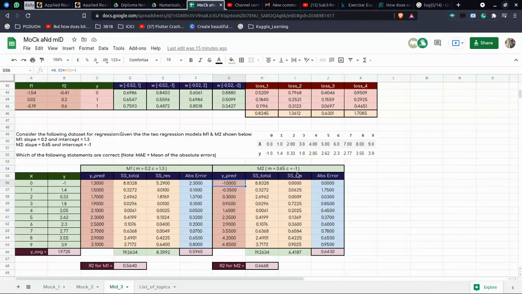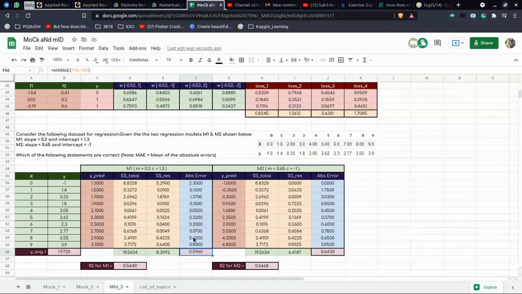Plus is nothing but -1, or you can say plus -1. Then you can do this for 10 times, right? So you calculate all the y predicted values. Now absolute error, you can directly calculate as the absolute difference between y and y predicted. Similarly, you need to do it for M1 and M2.